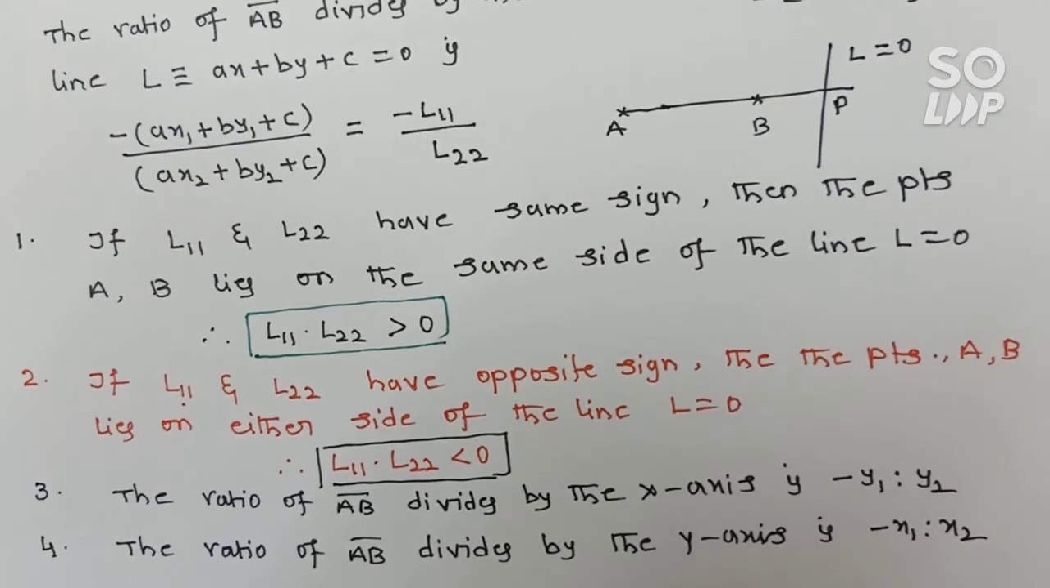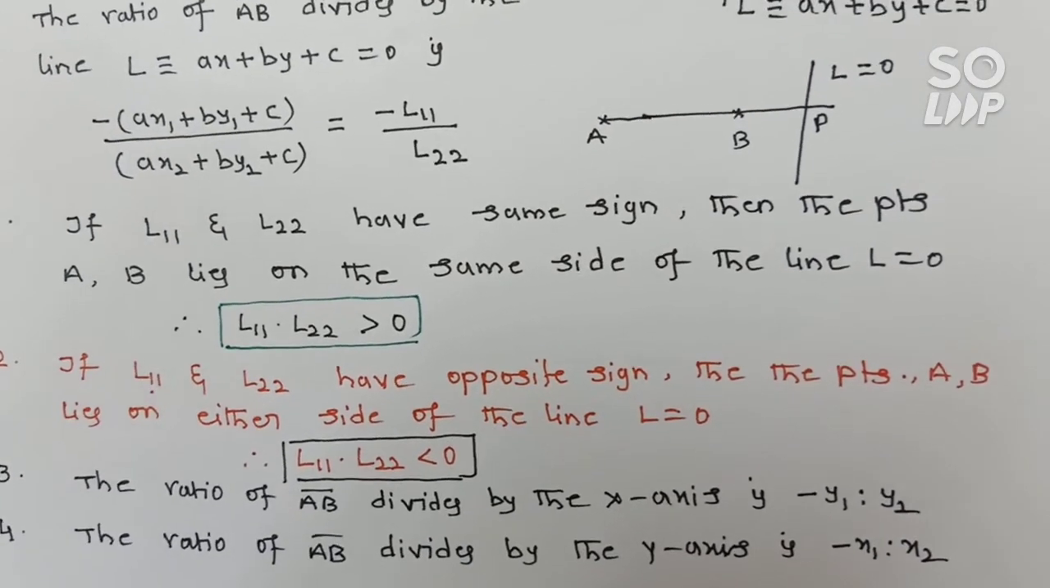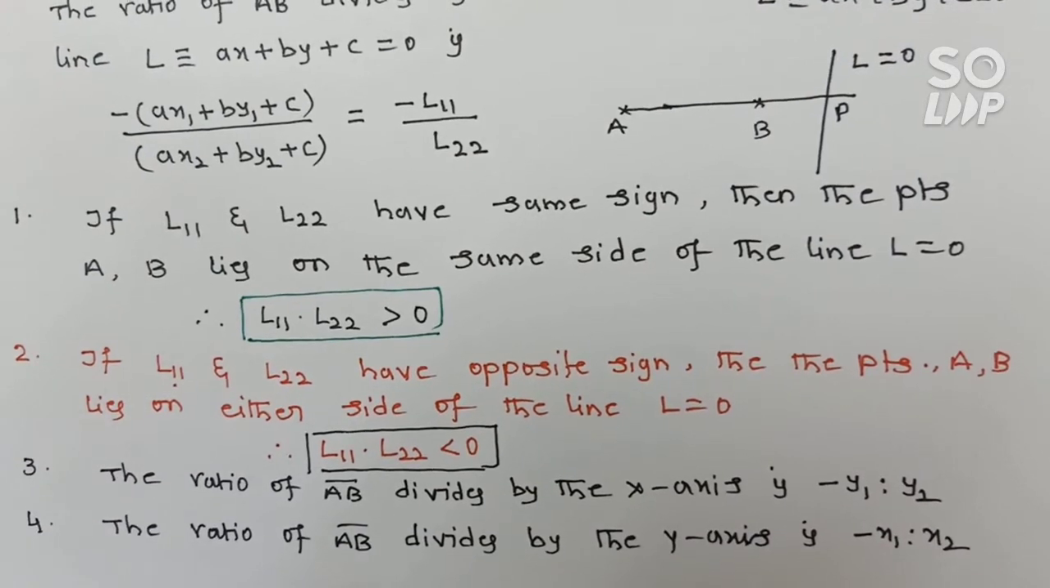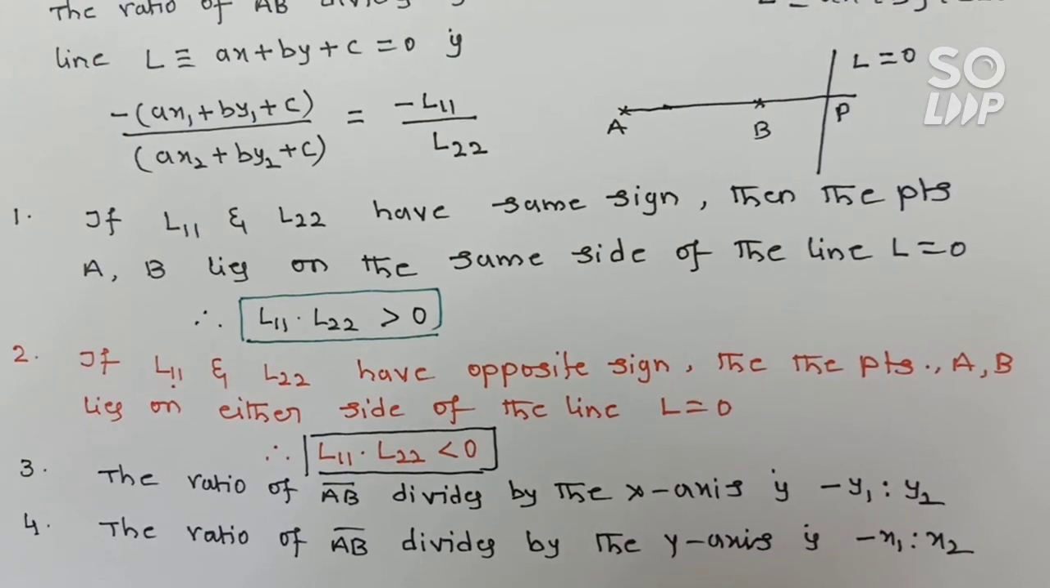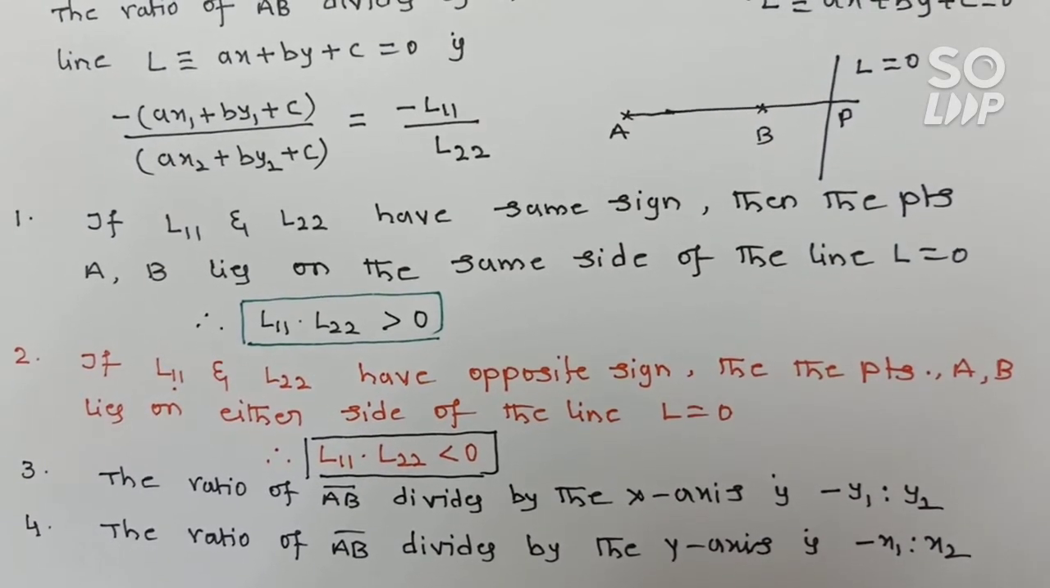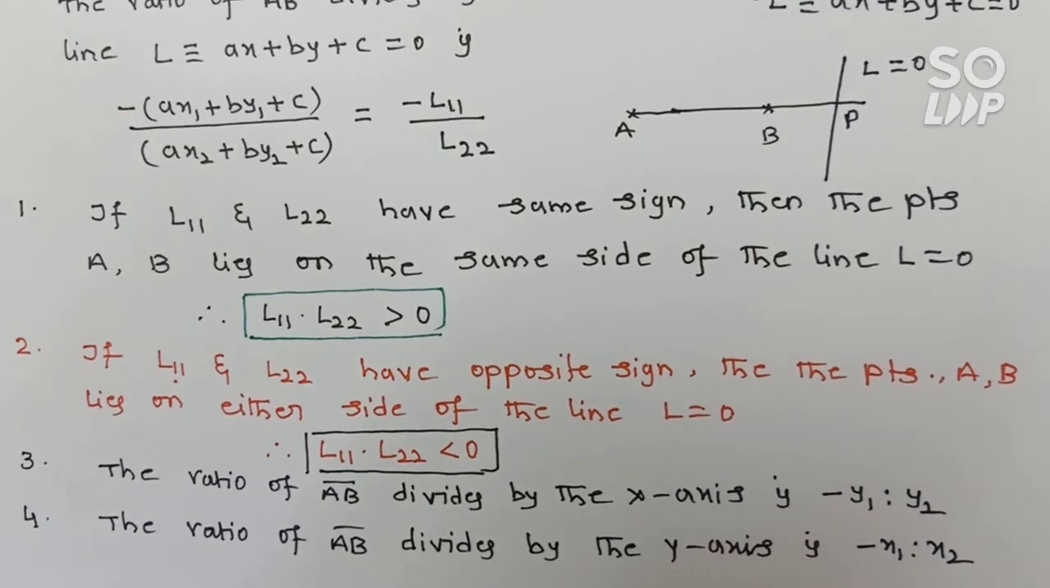These are the concepts of the position of 2 points with respect to a line. That line is either a linear expression or a coordinate axis. Okay, so I hope that everybody understood the concept of this. Right, now we will see some problems related to this.